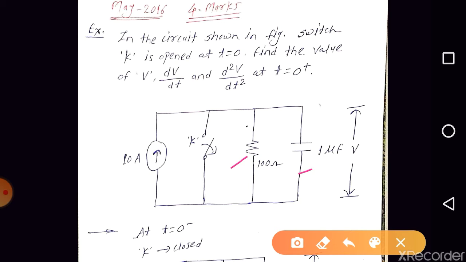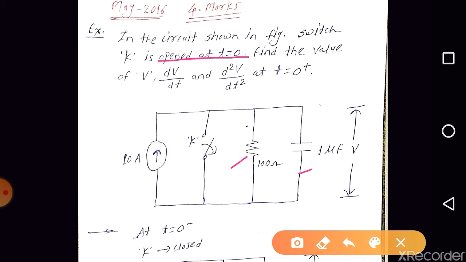So let us check what is the voltage across the capacitor, or is there a possibility of charging of the capacitor before the switching instant. At t equal to 0 they have opened the switch. So the switching instant is t equal to 0.